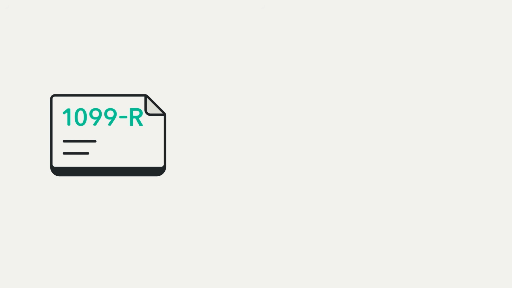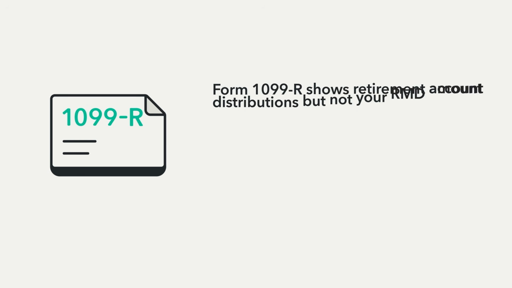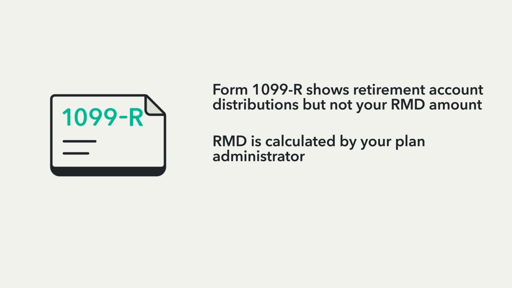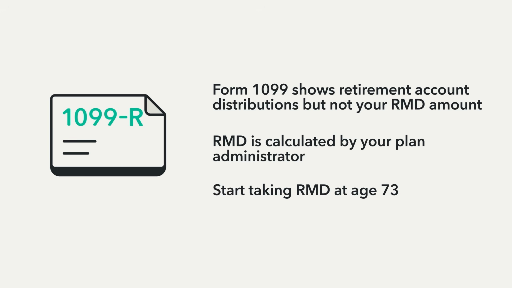TurboTax will guide you through the process of entering your required minimum distribution, or RMD. Form 1099-R shows how much money you got from your retirement accounts, like pensions and annuities. Your plan administrator calculates your RMD each year, and the IRS says you need to start taking your RMD when you turn 73.